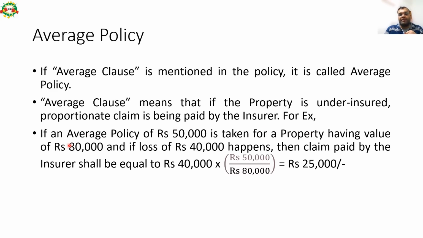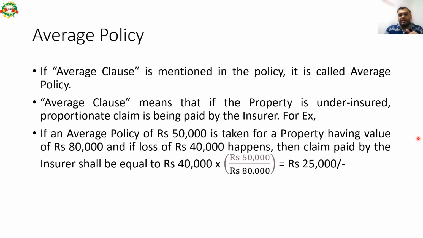For example, if an average policy of rupees 50,000 is taken for a property having a value of 80,000 rupees, as we discussed in the last slide. So property value is 80,000 rupees. However, I took a policy of 50,000 rupees with mention of average clause in the policy, and if a loss of 40,000 occurs, in that case I will get a claim of 50%, because 40,000 loss has happened. So 50% of the property value has been lost. So 50% of the sum insured I will get.